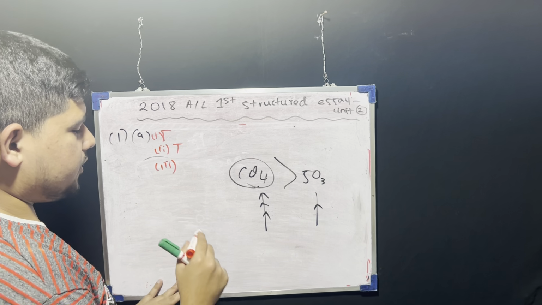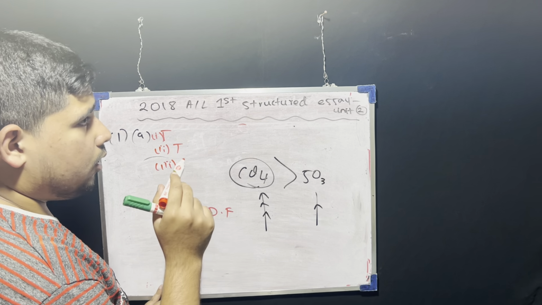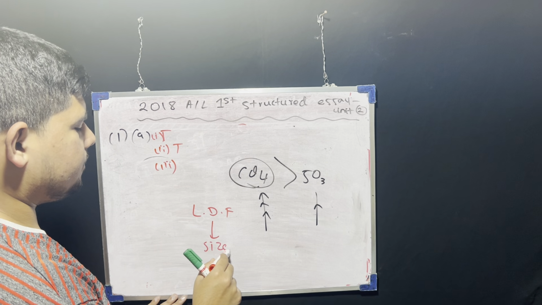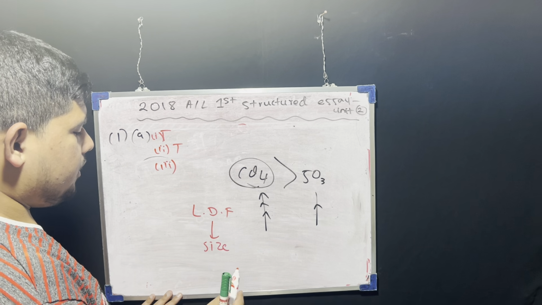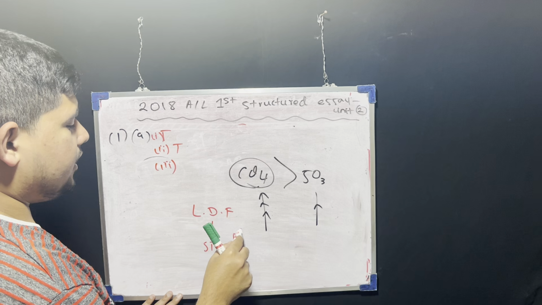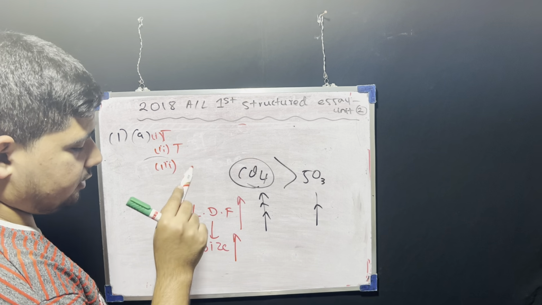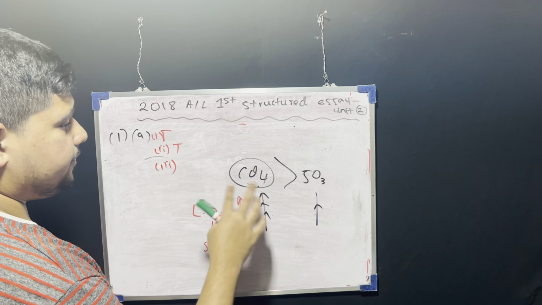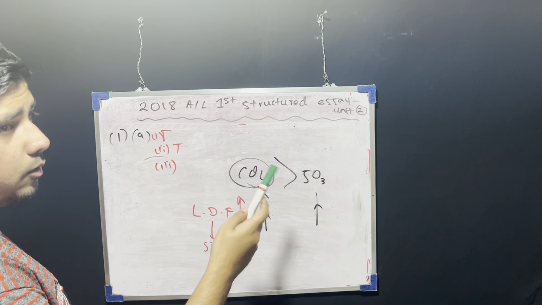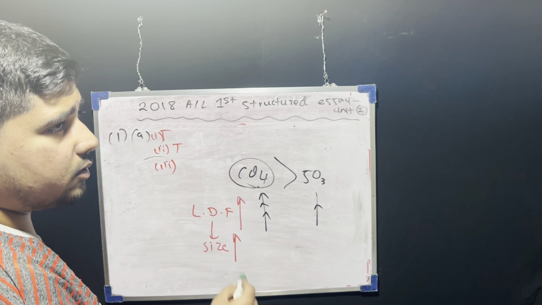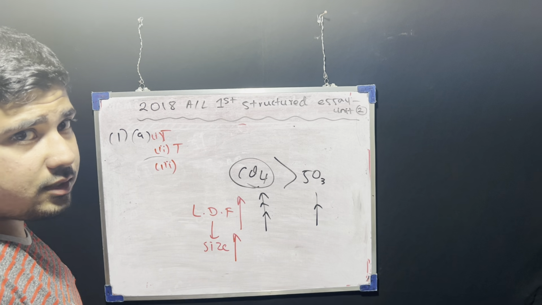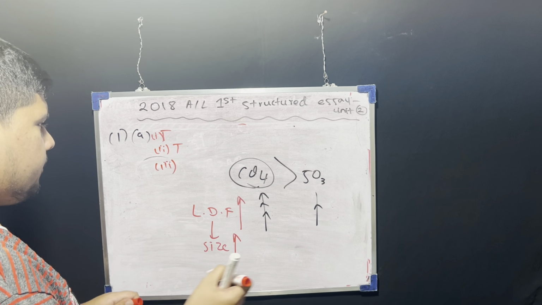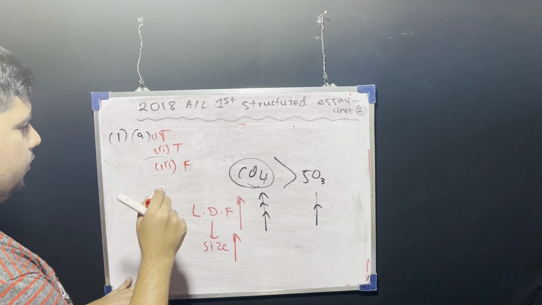You know the London dispersion forces. On what factor does the London dispersion force depend? London dispersion force depends only on the size. When size increases, London dispersion force increases. When size reduces, London dispersion force reduces. CCl4 and SO3, among these two, the CCl4 molecule is larger. Therefore, London dispersion forces of the CCl4 molecule is larger. In the statement, they have said the London dispersion force of SO3 is greater. Oh, it's wrong. This is false. Now we'll see Roman number 4.